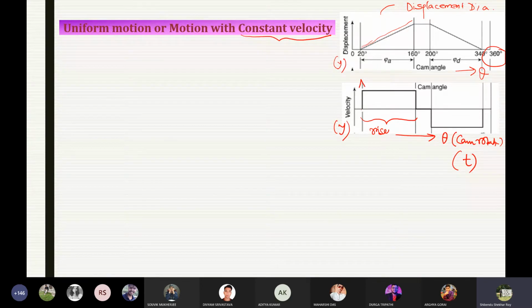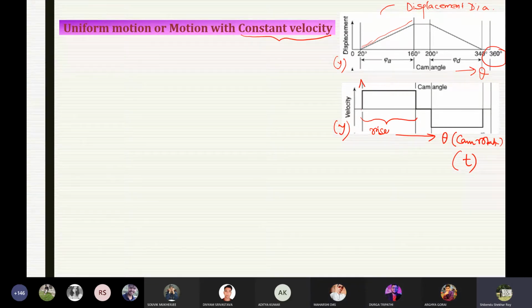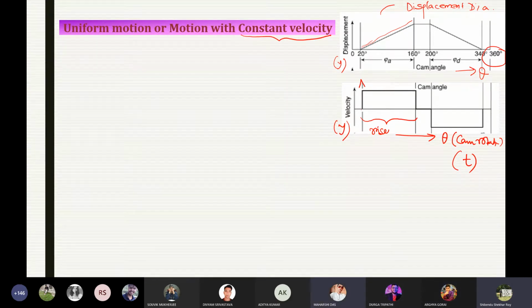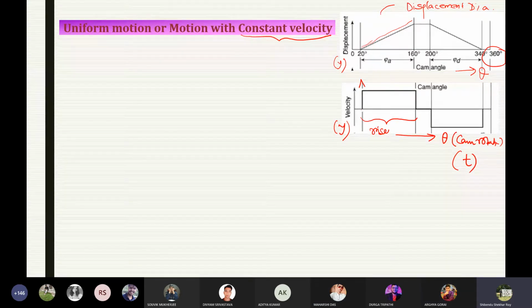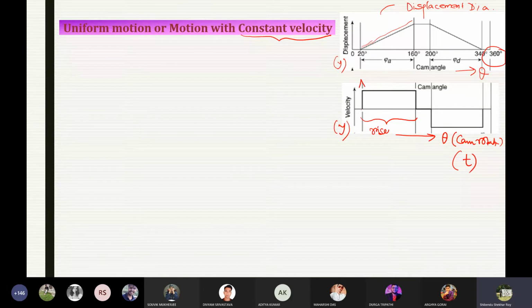Next will be the time derivative of the displacement diagram, which is the velocity, and the time derivative of the velocity diagram will be the acceleration. Now what should be the acceleration? What could be the shape of the acceleration diagram? Sir, zero. It will be zero. So it is along the x-axis, parallel to x, along the x-axis.